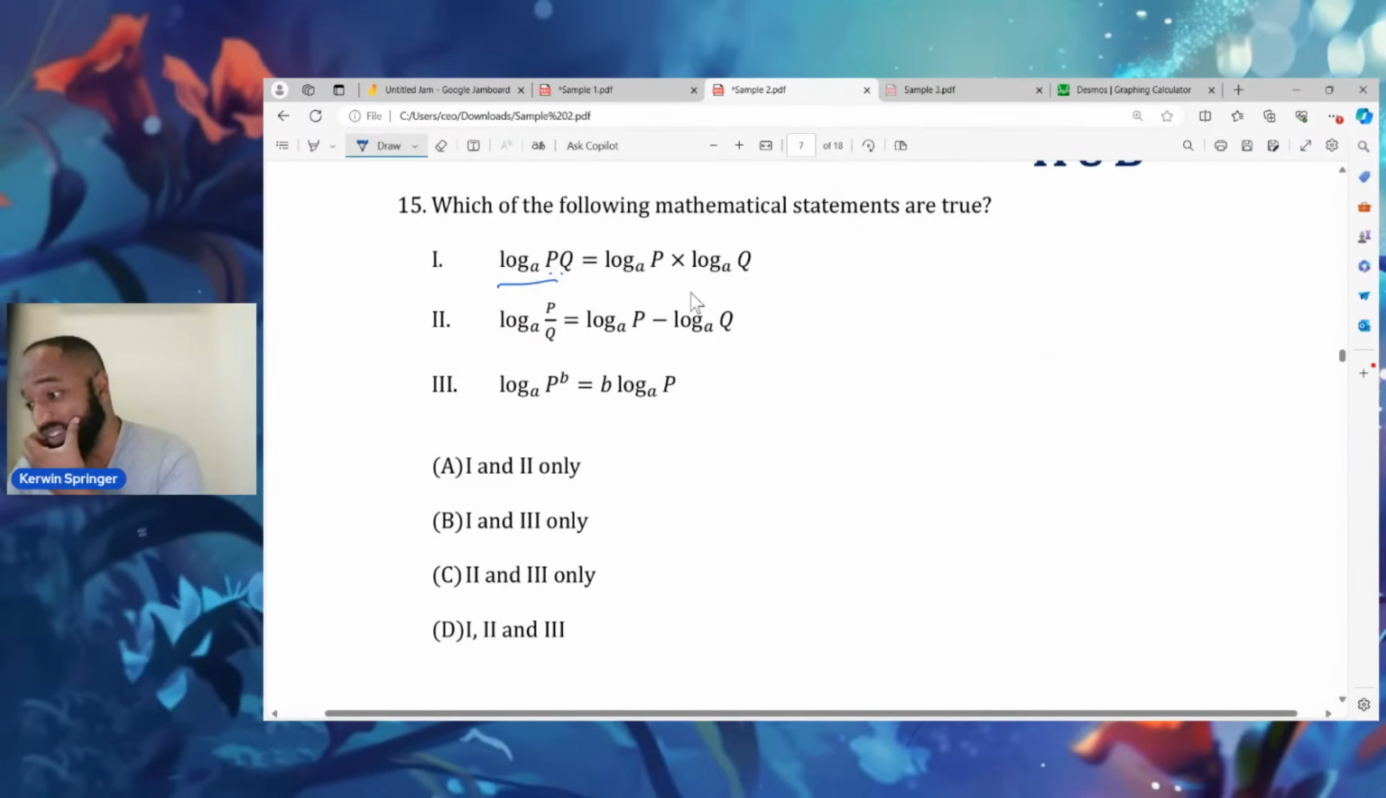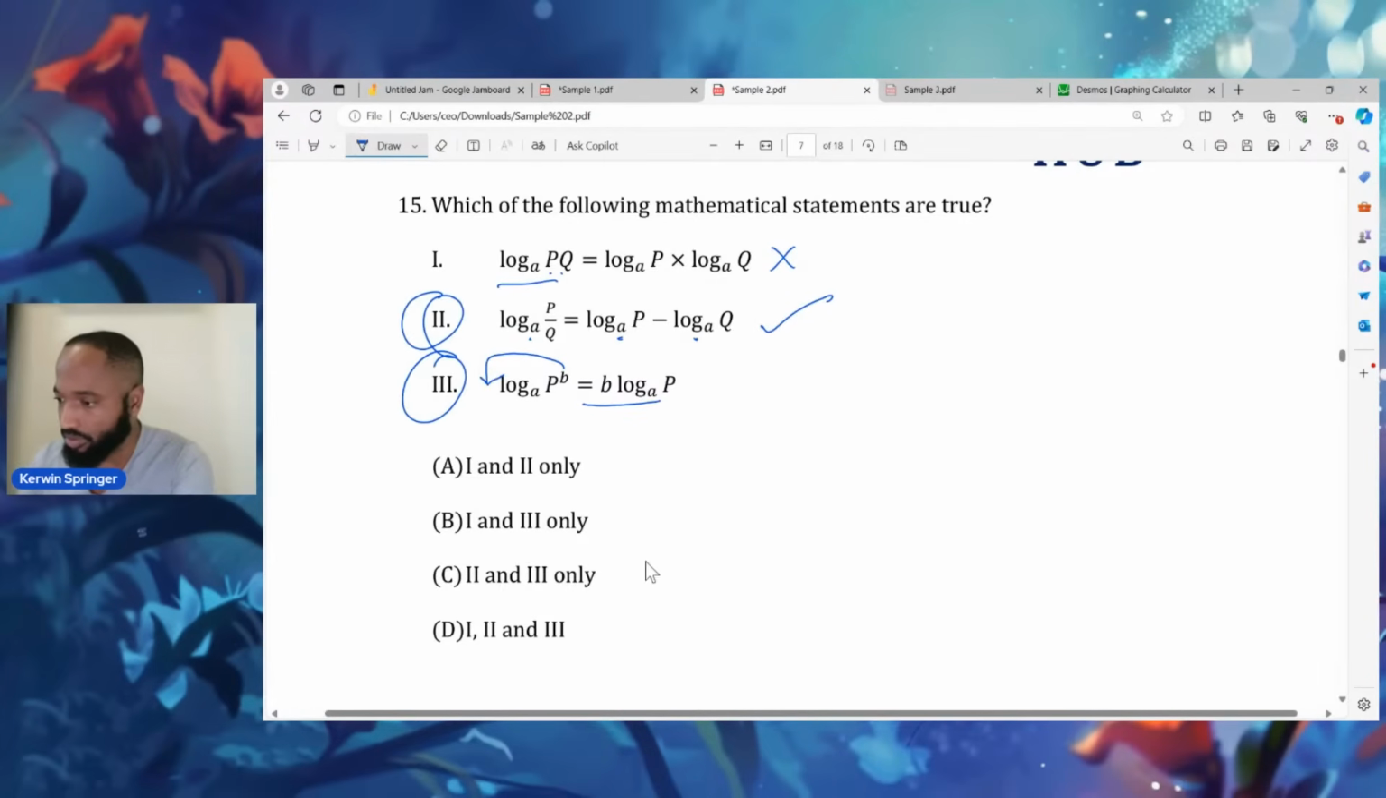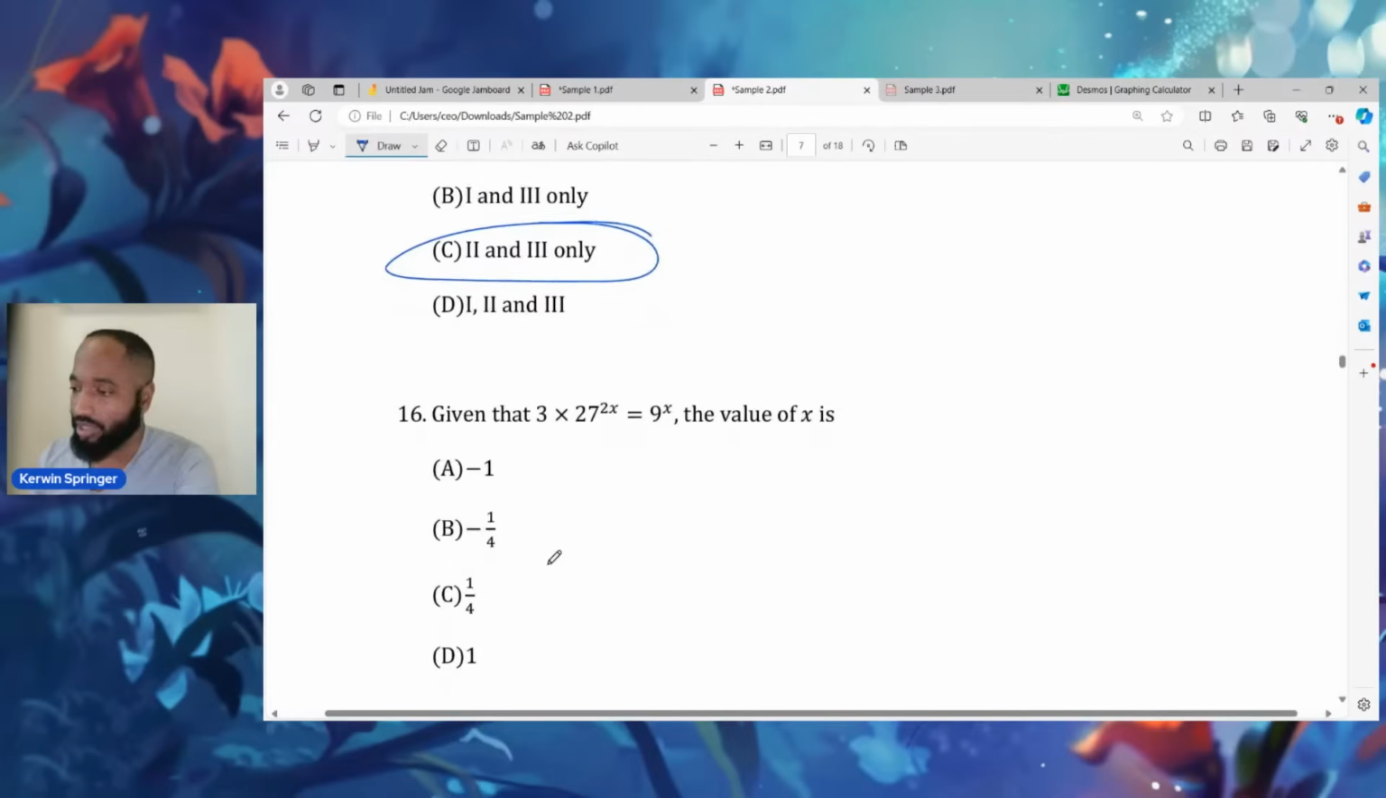Which of the following mathematical statements are true? This could be a little confusing. No, this is not true. You're supposed to add, so this is not true. If you divide, you subtract, same base. So this one is true. If you have the power, you can bring it down, so the B could come down. So this is true. So 2 and 3, C is true. That's pure theory.